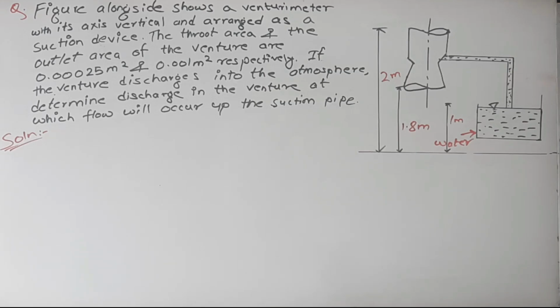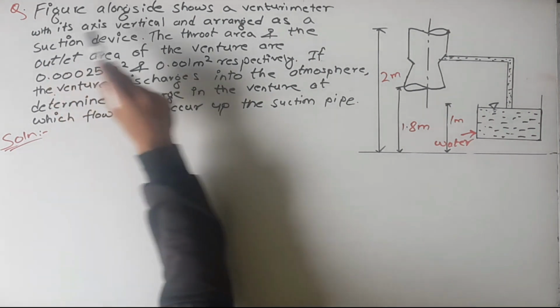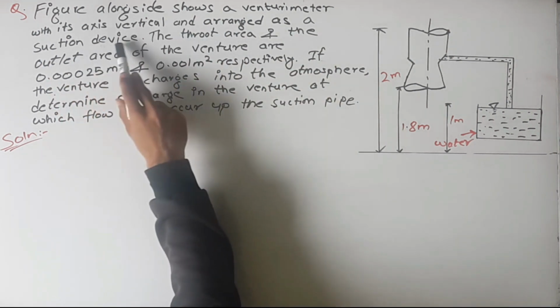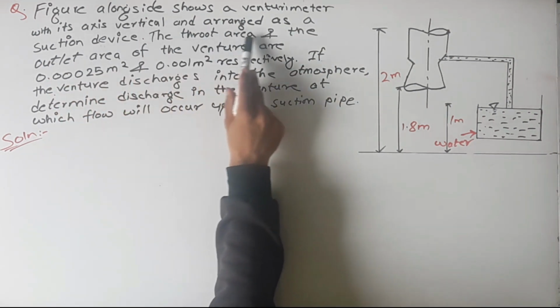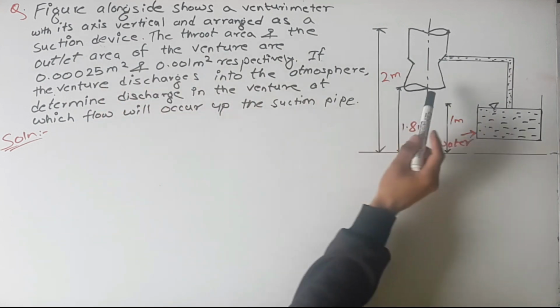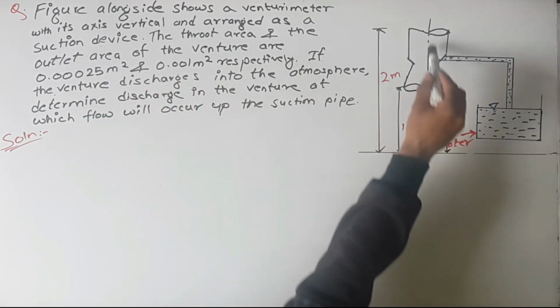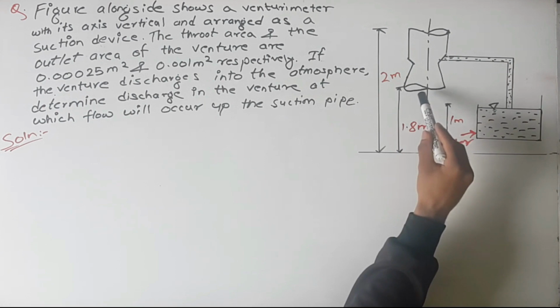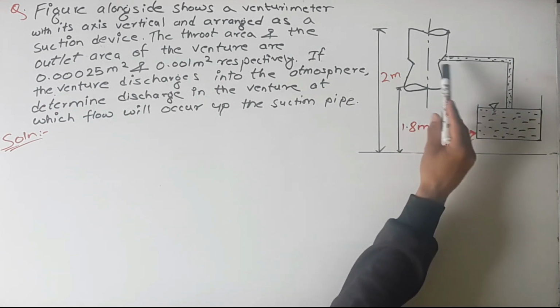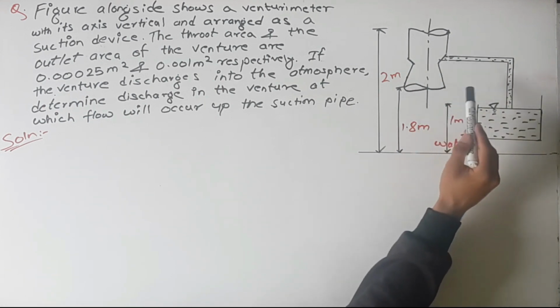Here we are going to do a numerical related to the Venturimeter. You can see the question and figure on the board. First of all, we'll read the question. The figure alongside shows a Venturimeter with its axis vertical arranged as a suction device. Here is the Venturimeter. This is the axis of the Venturimeter, and this is used as a suction device.